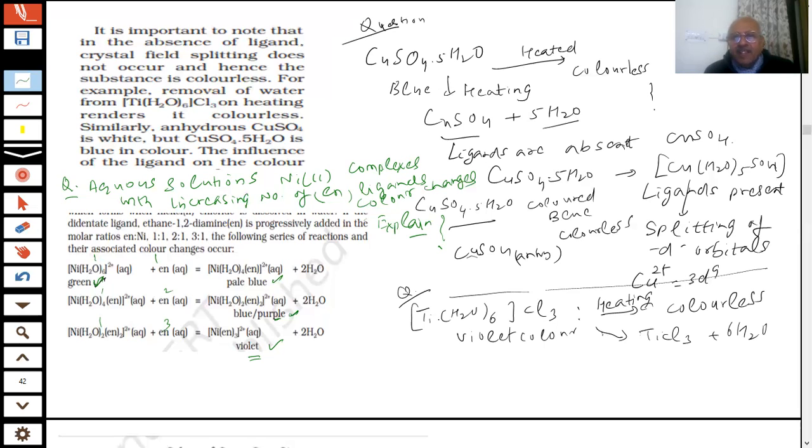What happens when the ligands are changed? You are reaching near to the answer. When the ligands are changed, student, what will happen? If I change the ligands, what will happen? What will change? Delta O? Okay. Splitting energy will change. And as this value will change, student, what will happen? The wavelength of light absorbed will change, and therefore the color will change. You got the answer that was required for the question. They wanted to see that you are aware of this splitting energy, students.